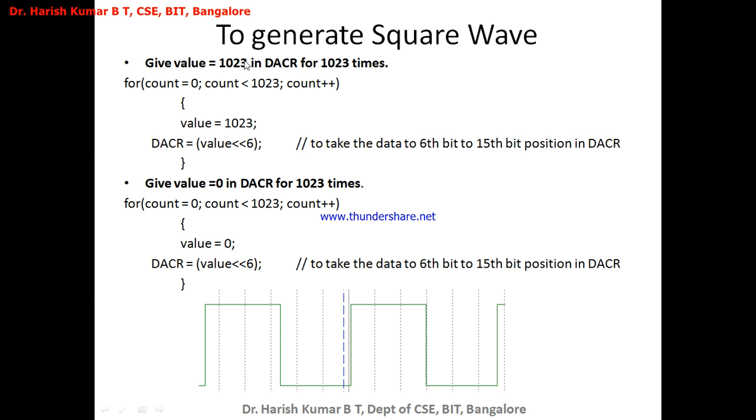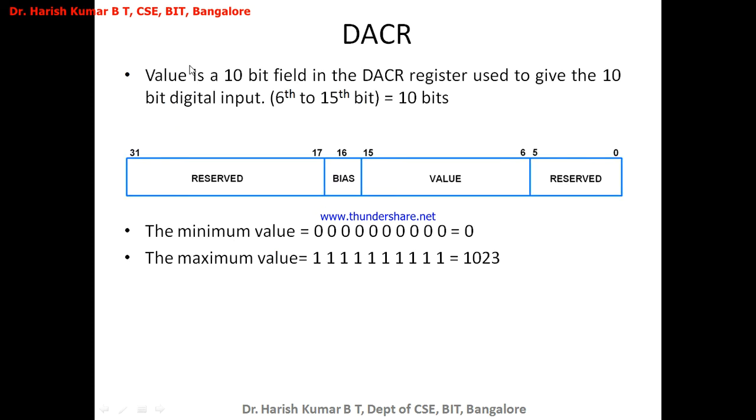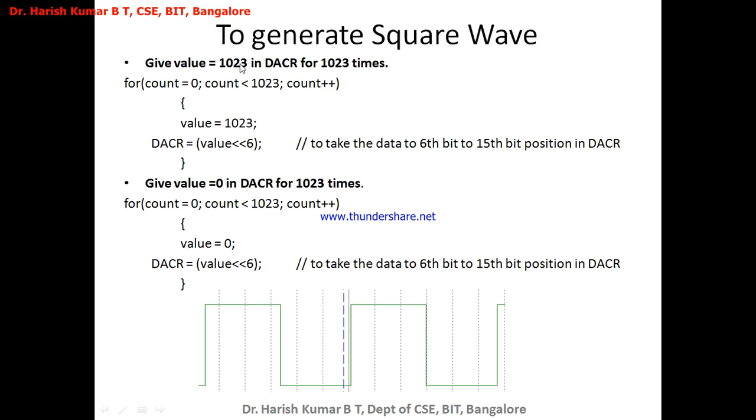What am I doing now? I'm giving this value to the value field of the DAC register. In this value field I'm giving 1023. To give 1023 here, I have to make the 6th bit till the 15th bit all 1s. If I make all the bits from the 6th to the 15th bit 1, the value is 1023. That is what I'm doing, and then I'm running a loop: count equal to 0, count less than 1023, count plus plus, value equal to 1023. To the DACR register, I'm assigning 1023 left shifted by 6.